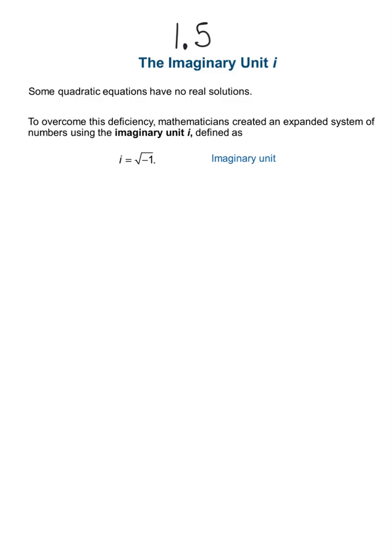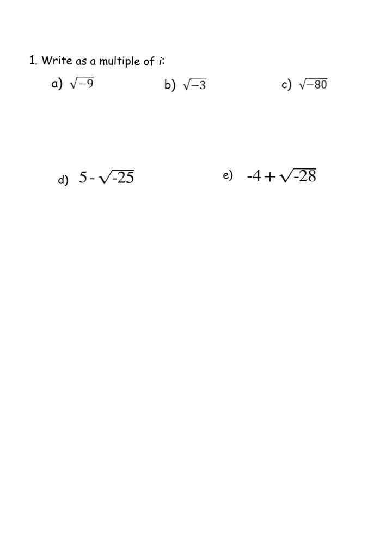1.5, the imaginary unit i. Some quadratic equations have no real solutions. To overcome this deficiency, mathematicians created an expanded system of numbers using the imaginary unit i, defined as i equals the square root of -1. All right, so here it says write as a multiple of i.